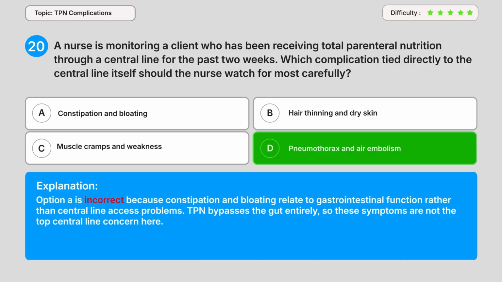Option A is incorrect because constipation and bloating relate to gastrointestinal function rather than central line access problems. TPN bypasses the gut entirely, so these symptoms are not the top central line concern here.